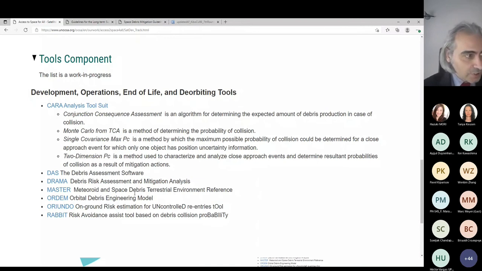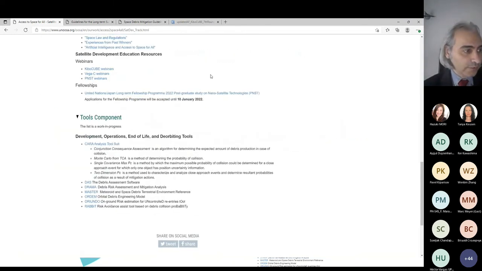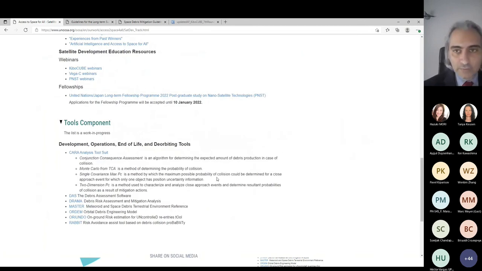So I would encourage you to have a look at that also, at our webpage on Access to Space for All. And if you are planning to put together an application form, have a look at the tools component and the different tools that are available to actually help you on that task. The tool component is a work in progress, and we are actually working on it to extend the number of tools that are open source.